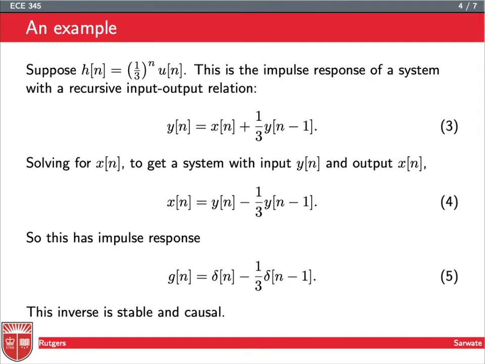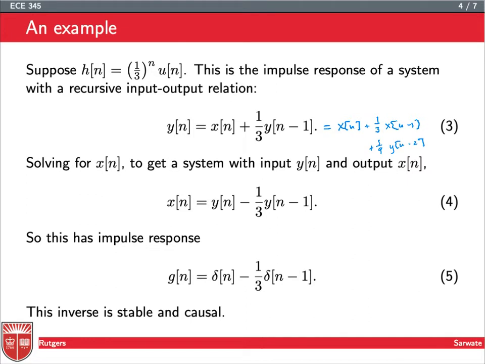So let's do a quick example. Suppose we have this decaying exponential h of n, which is (1/3) to the n u of n. We saw that this is the impulse response of a system with a recursive input-output relation. That is, y of n is equal to x of n plus some past value of y, in this case 1/3 y of n minus 1. And remember, what we did was plug this formula back into itself, and we got 1/3 x of n minus 1, plus 1/9 y of n minus 2, and you continue along like that, and you'll get exactly this impulse response.